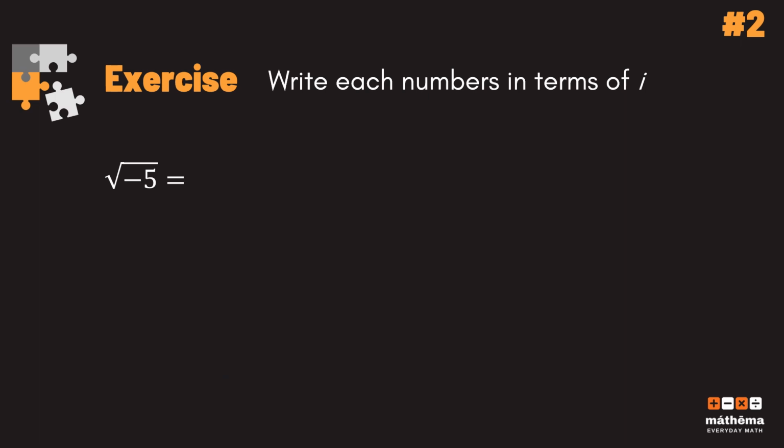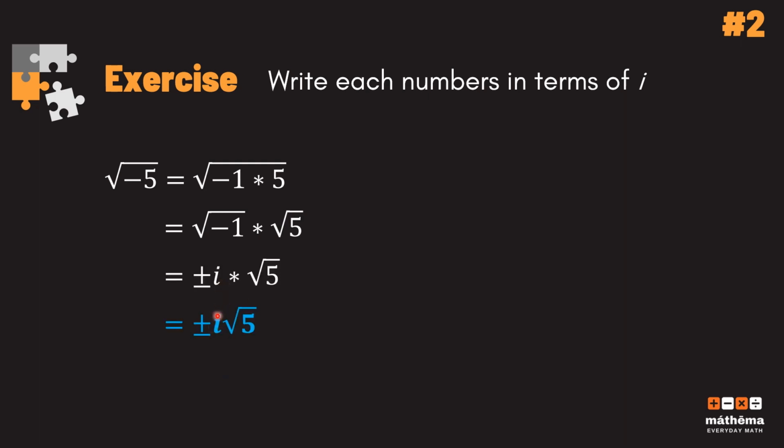More examples. So we have the square root of negative 5. So this is equal to negative 1 times 5, and then the square root of negative 1 times the square root of 5, and that will give us plus minus i times the square root of 5. This will be our answer.